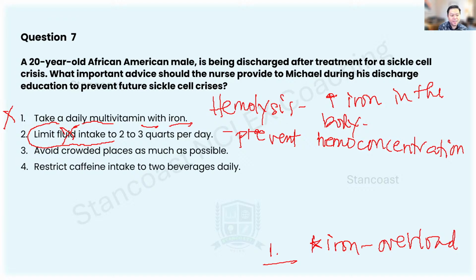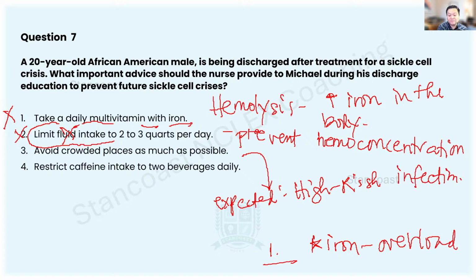What about number 3? Avoid crowded places as much as possible. Do you think that this is a good advice? As we know, guys, our patient has higher risk of infection. So our patient should be advised to avoid crowded places, which will safeguard them. We should not let them do otherwise. So this is our correct answer.